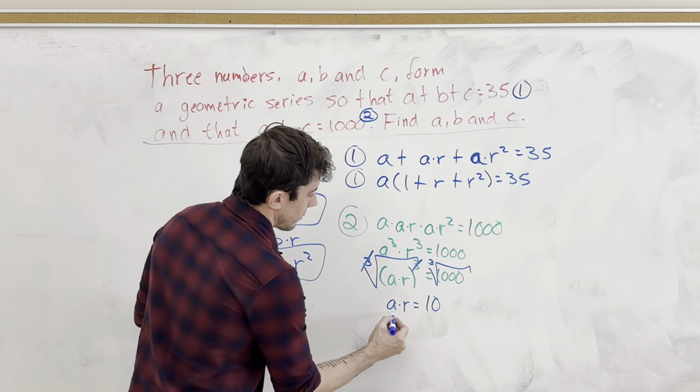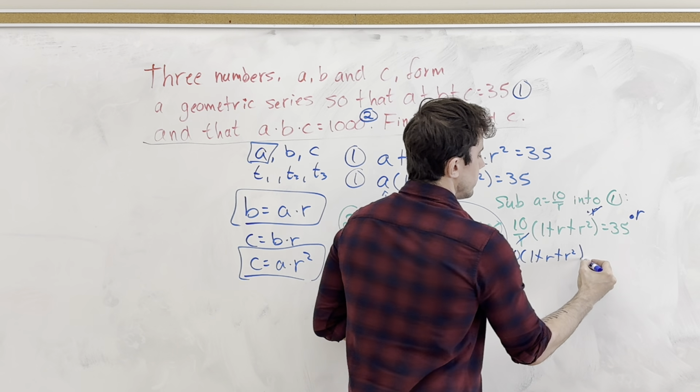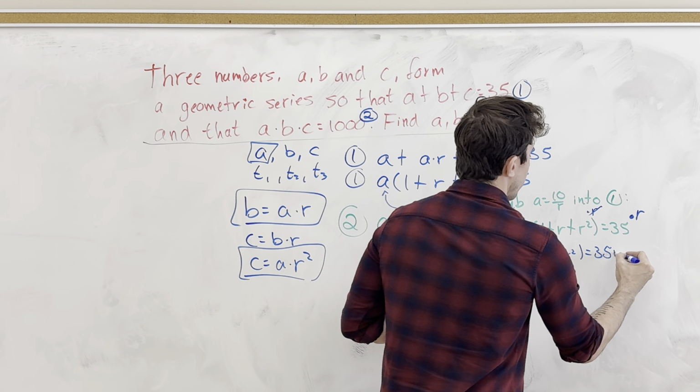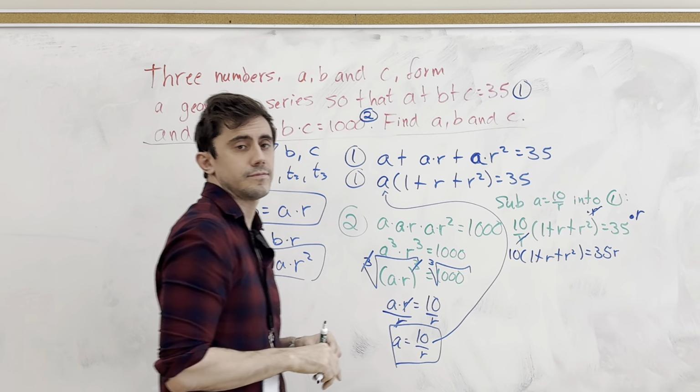And now, first thing we could do, there's an r in the denominator here. We probably don't want that there. So let's just multiply both sides by r. That'll cancel out the r in the denominator, right? That's a great deal. And we remember to do the same thing to both sides. So now we have 10 times 1 plus r squared is equal to 35r, right?